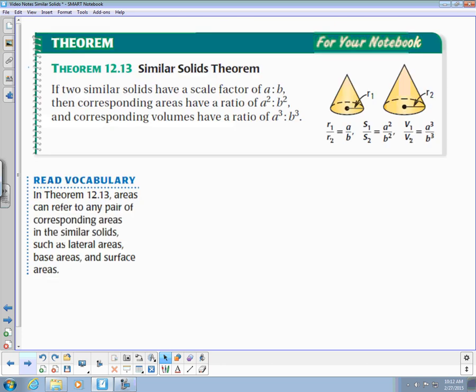So that brings us to theorem 12.13. It says, if two similar solids have a scale factor of a to b, their corresponding areas have a ratio of a squared to b squared, and their corresponding volumes have a ratio of a cubed to b cubed. Remember, the area could be surface area, lateral area, base area. Any of those things are all areas, so they still have that same ratio, a squared to b squared.